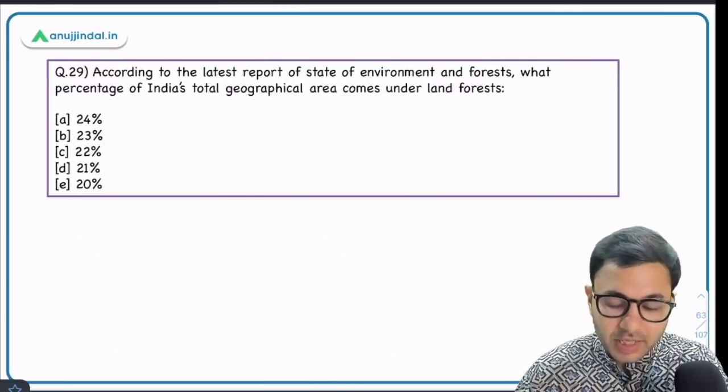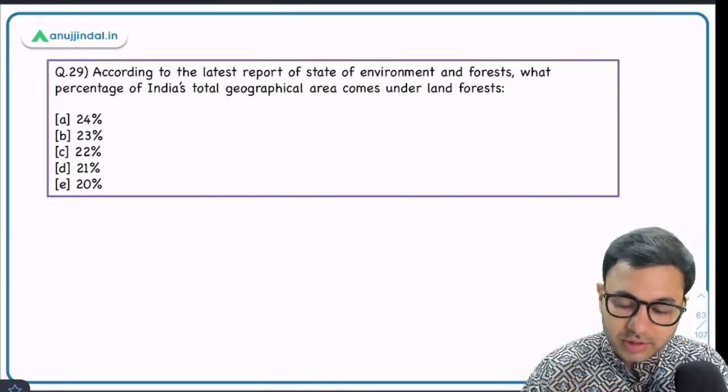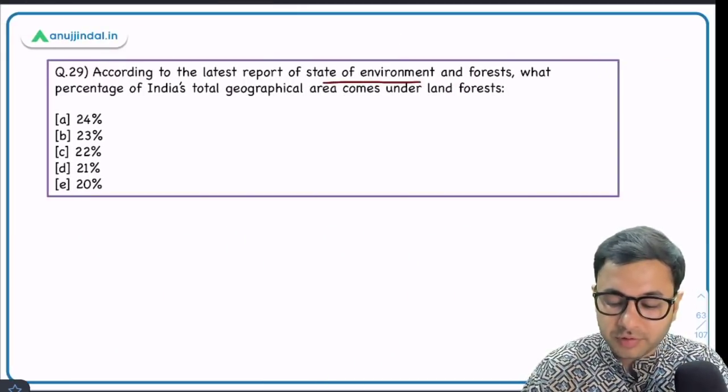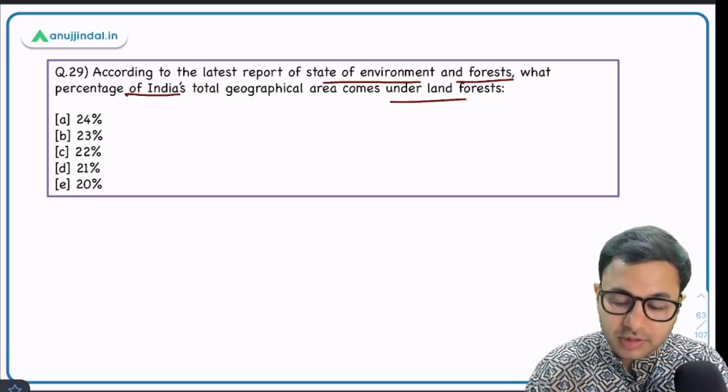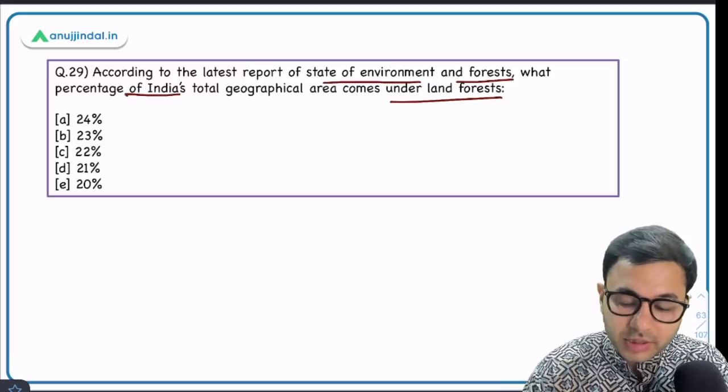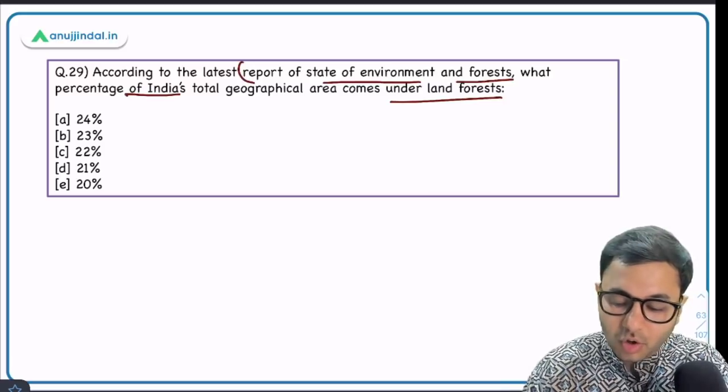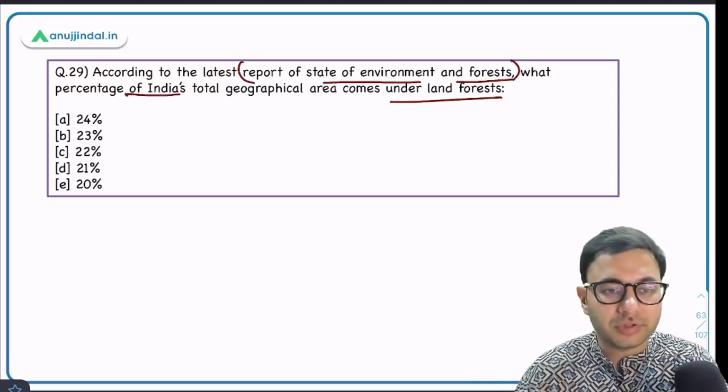Okay. According to the latest report, question number 29, State of Environment and Forests, what percentage of India's total geographical area comes under land forests? अब ये दूसरी रिपोर्ट है, रिपोर्ट ऑफ स्टेट ऑन एनवायरमेंट एंड फॉरेस्ट्स.